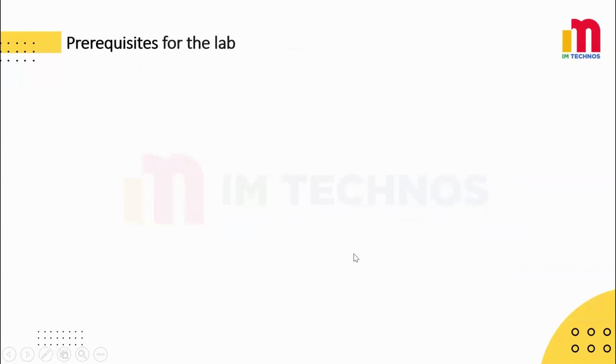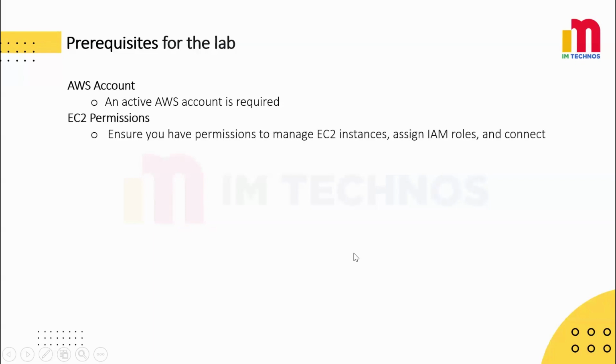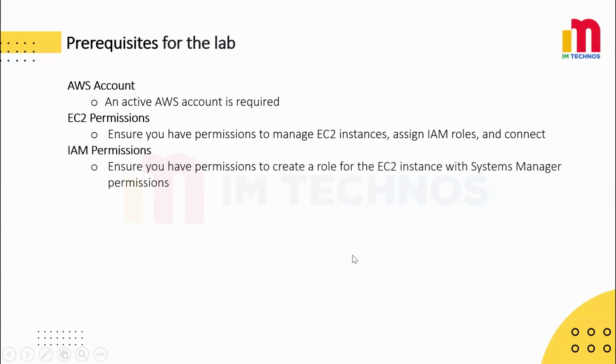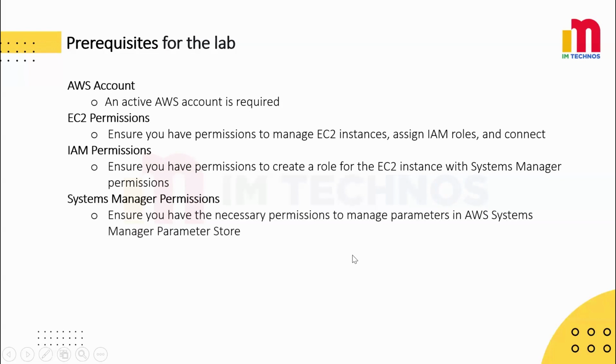To get started, ensure you have an active AWS account. You will need EC2 permissions to manage instances and assign IAM roles. Additionally, make sure you have IAM permissions to create roles with Systems Manager access. Finally, confirm that you have the necessary permissions to manage parameters in the AWS Systems Manager Parameter Store.